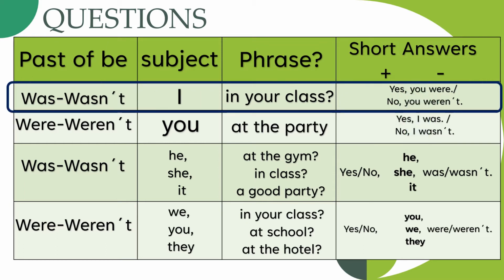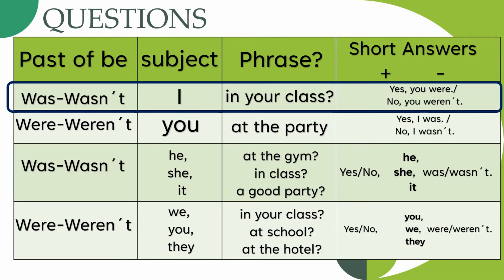So the first one is, was I in your class? Look at it, this is the affirmative option. Was I in your class? Or, of course, you can make the negative option. Wasn't I in your class? Yes, you were. Or, no, you weren't. I don't remember you. Yes? So here, we use the correct past of the verb be for the subject. I mean, was I, wasn't I? It's up to you if you want to use the affirmative or the negative option.